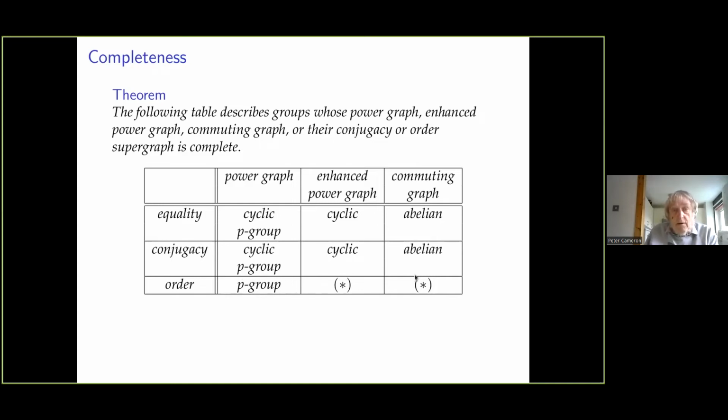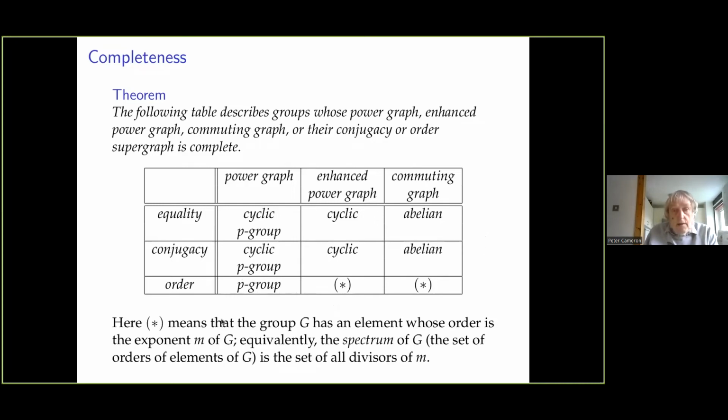For the enhanced power graph and the commuting graph, the answer is the same: if you let m be the exponent of G, there should be an element whose order is exactly m. To put it another way, the spectrum of G, the set of orders of elements of G, is the set of all divisors of some number m. That characterizes when you get complete graphs in these two cases.